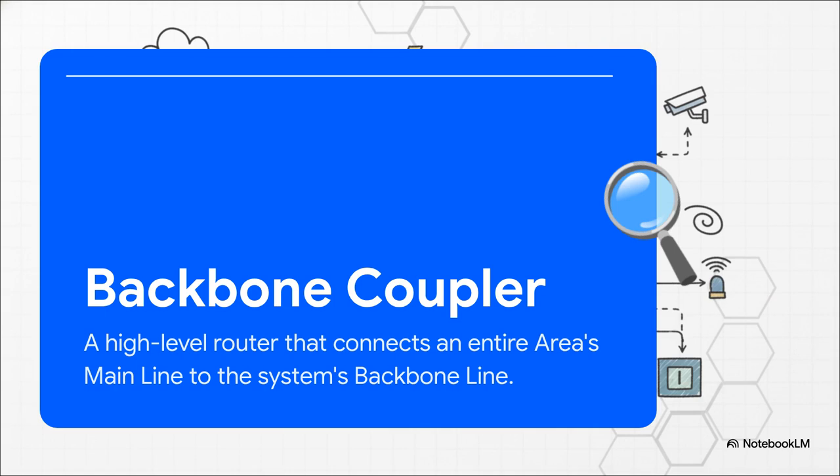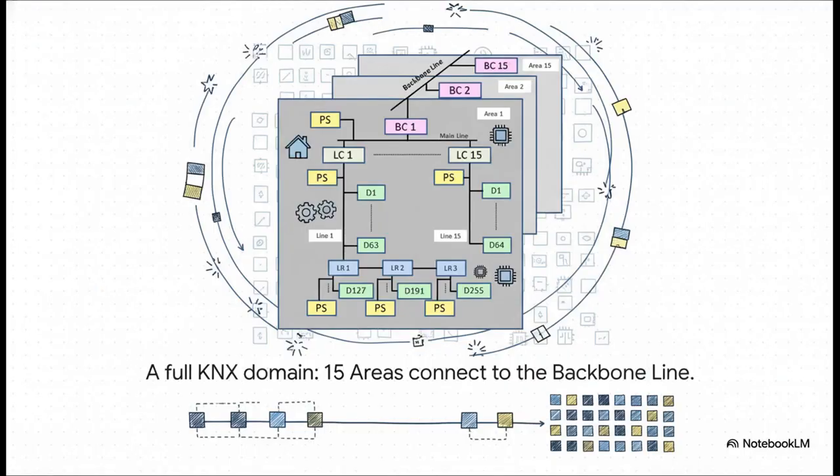To connect different areas, like say the entire east wing and the west wing of a huge hospital, we use an even more powerful router called a backbone coupler. This thing connects the main line of an entire area to the system's central nervous system, the backbone line. And here it is, the whole shebang. This diagram puts it all together.